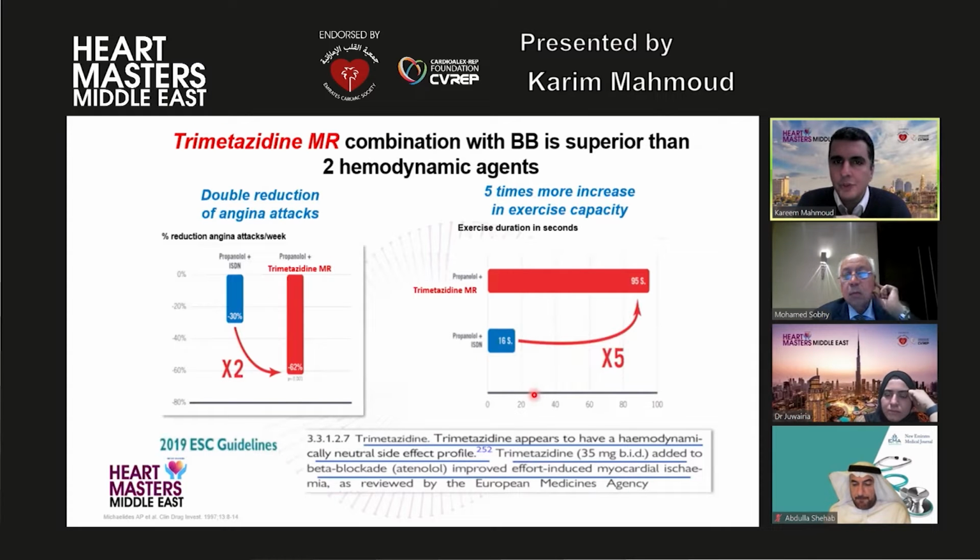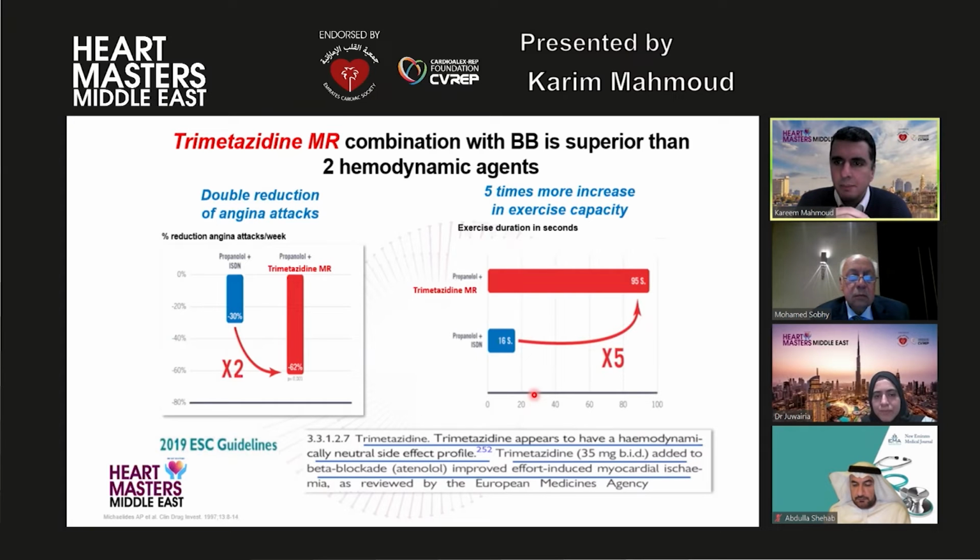Actually, also this is the old study that compared the trimetazidine MR with the nitrate in combination with beta blocker. So we have a baseline therapy with beta blocker and compare if we add trimetazidine or nitrate. And actually trimetazidine MR showed more reduction in angina attacks and more improvement in exercise capacity.